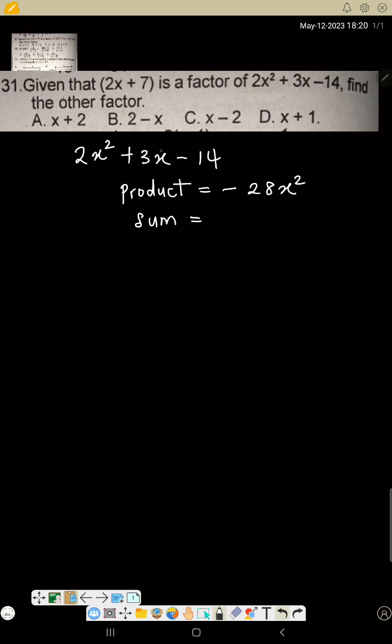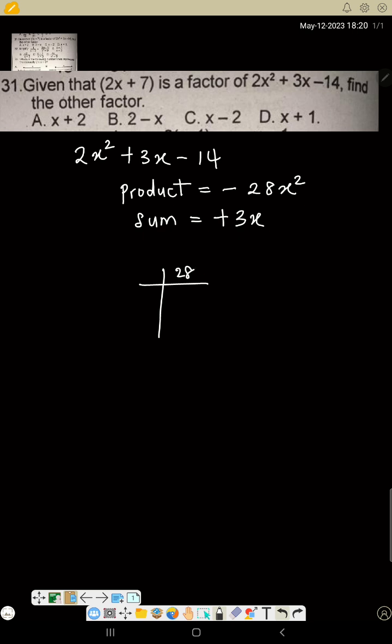So the sum is the middle term. So that is plus 3x. Now what are the two numbers you will multiply that you will get minus 28, and if you add the same numbers, you get plus 3? So we have 28.